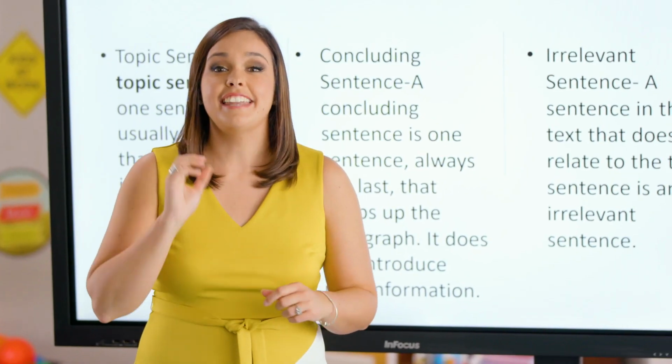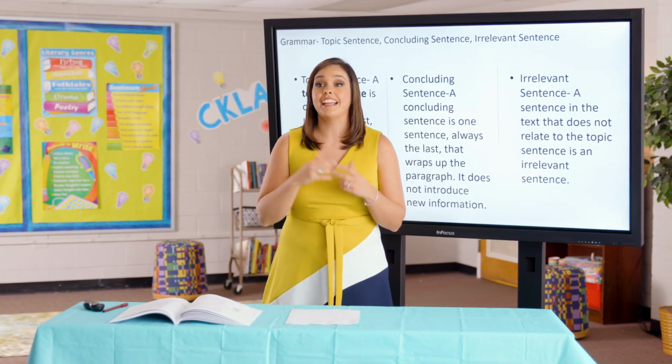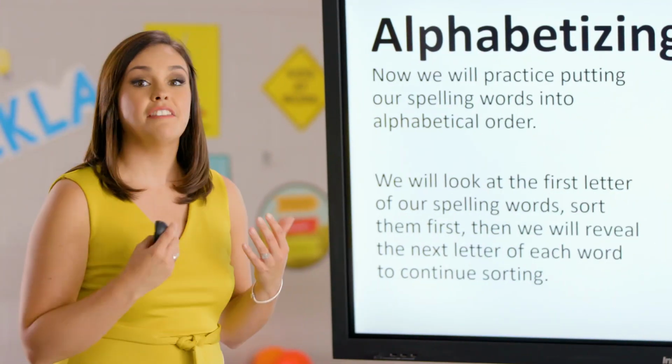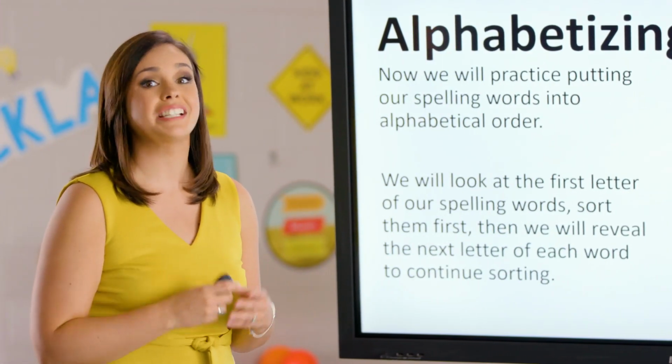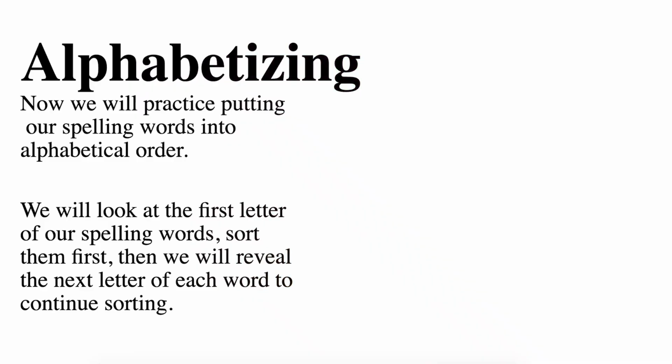All right, now it's time for us to get back to learning. So go ahead and take a seat and get ready for the rest of our lesson. In the next part of the lesson, we are going to practice alphabetizing our spelling words. Remember, when we're alphabetizing our words, we look at the first letter of our spelling words and sort them first, and then we reveal the next letter and continue sorting.